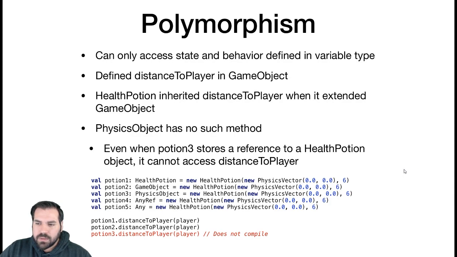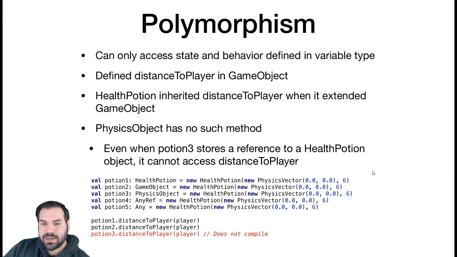If you have a method in health potion which overrides a method in game object, calling that method in potion 2 would use the health potion definition of that. So in game object, if we call the use, and this is part of the power that we get here, if we say potion2.use of player, we are getting, in this example, the health potion definition of the use method.